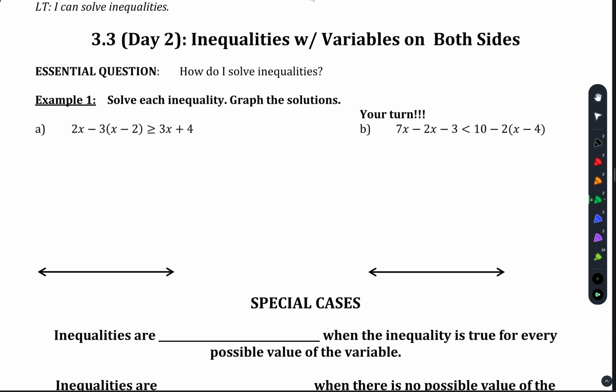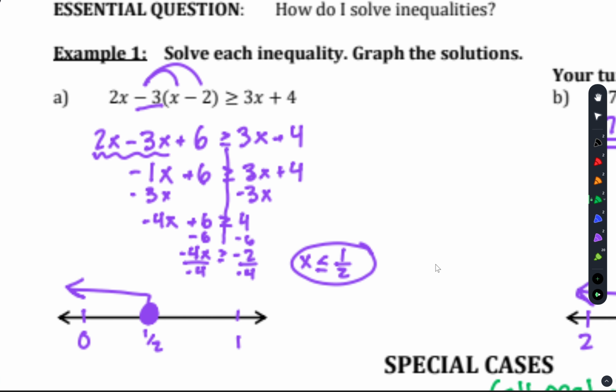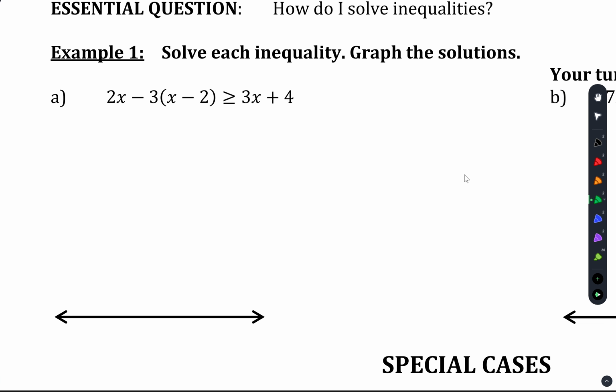We did these for warm-up, so we should be able to tell me what is our first step in solving letter A here. Cody? Yep, we're going to distribute that 3. We're going to distribute that negative as well as the 3. So let's distribute that to the x and to the negative 2. That gives me negative 3x plus 6.